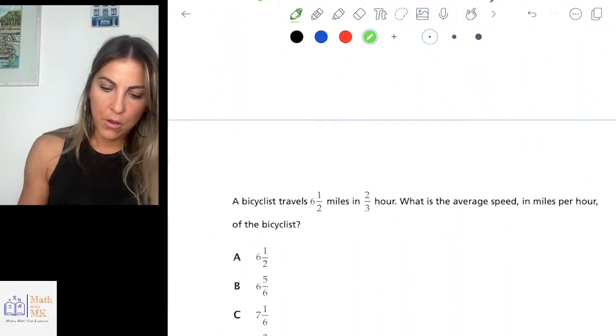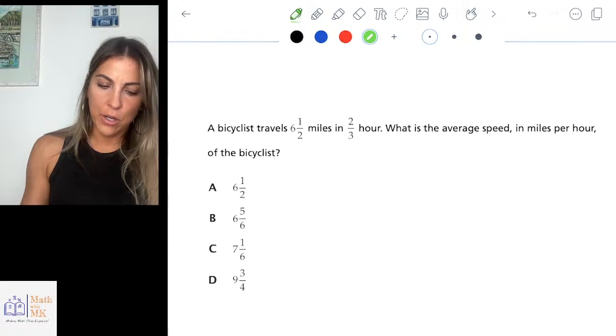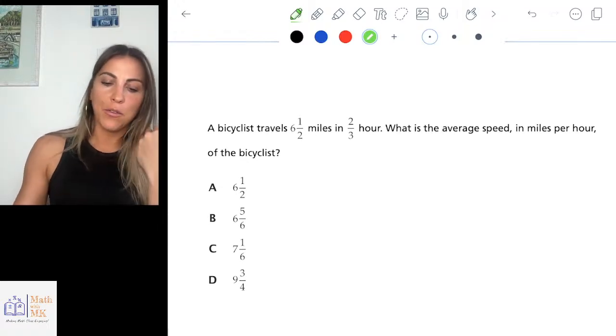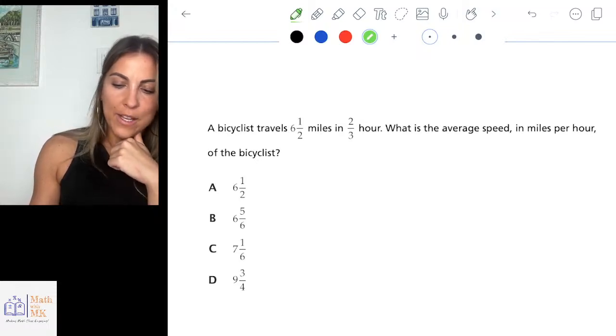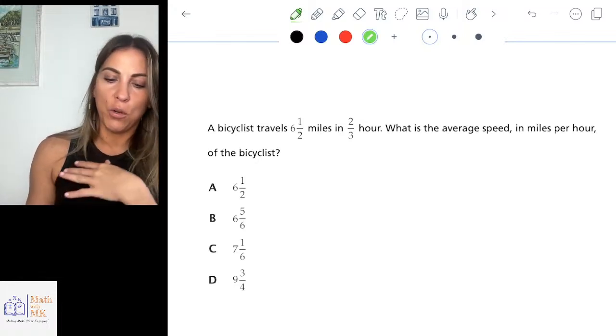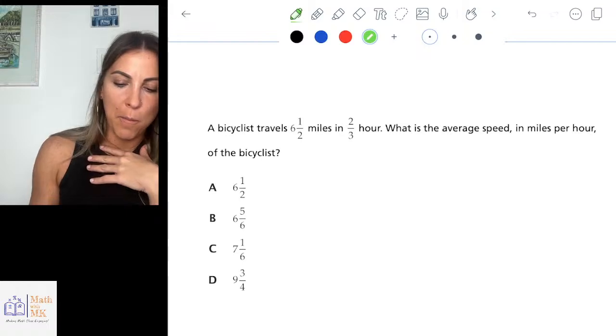All right, one last 7th grade question. A bicyclist travels 6.5 miles in 2/3 of an hour. What is the average speed in miles per hour of the bicyclist? So you're trying to figure out, again, that unit rate. So all we're going to do is divide. If we want miles per hour, you're looking to get it per 1.